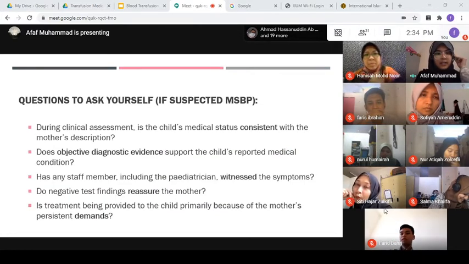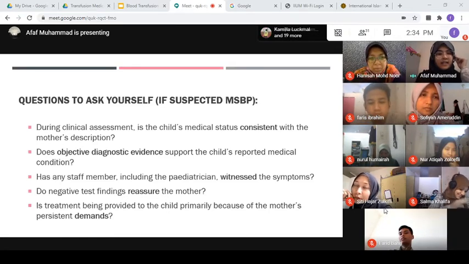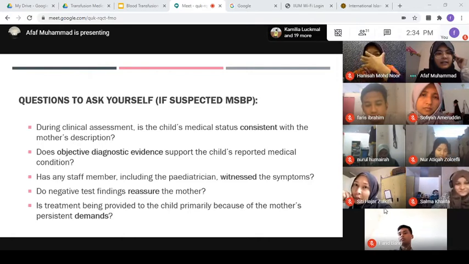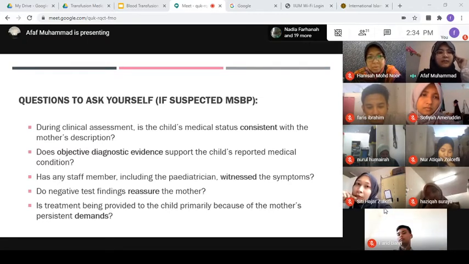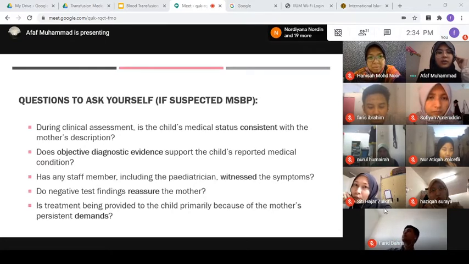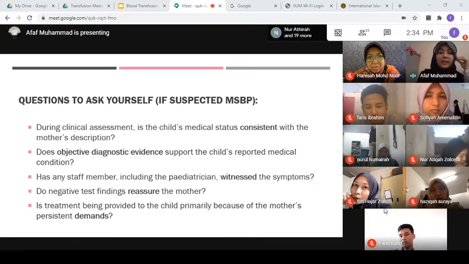Okay. These are just a few questions that we can ask ourselves if we suspect a patient to have Munchausen syndrome by proxy. So is the history of the mother consistent with what the child is presenting, and is there any diagnostic evidence to support the history, and did any of the other staff also witness what happened? Sometimes a negative test doesn't actually reassure the mother. She feels scared that she might be found out that she's actually lying. And also in terms of treatment, is the patient getting treatment because the mother insists on it? Is it based on demand?